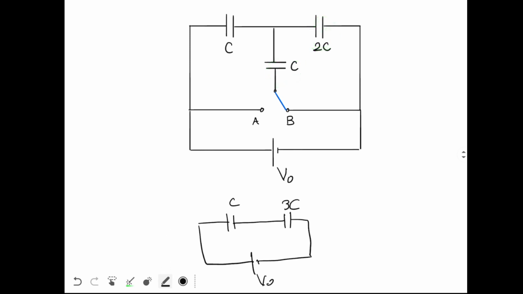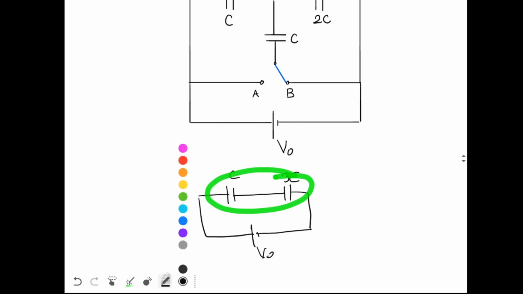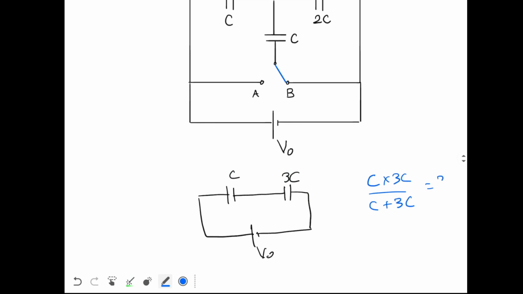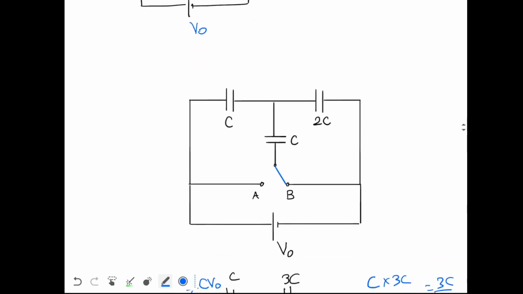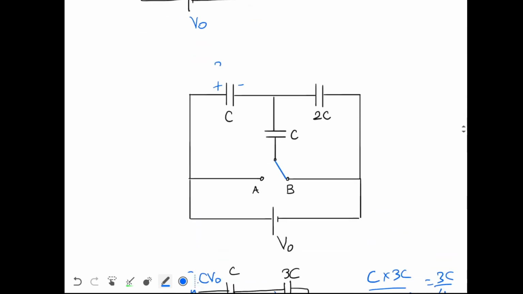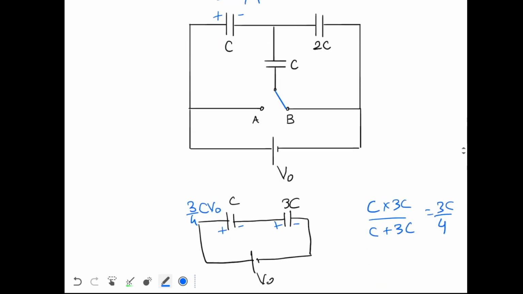This is V naught. Since these two are in series, their net capacitance will be C into 3C by C plus 3C, which is equal to 3C by 4. So the net capacitance of the system is now 3C by 4. Net capacitance multiplied by voltage gives the charge, so the charge will be 3 by 4 CV naught. Let's distribute this charge again. Here we have plus minus 3CV naught by 4, but this is actually made up of two capacitors in parallel, so the total charge is 3CV naught by 4.